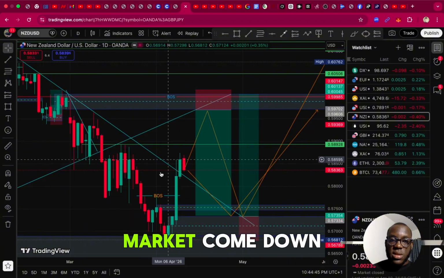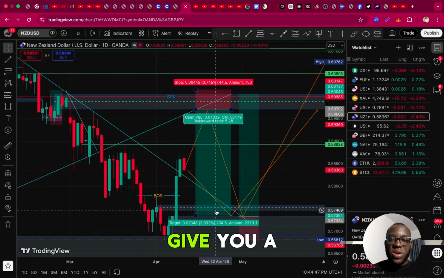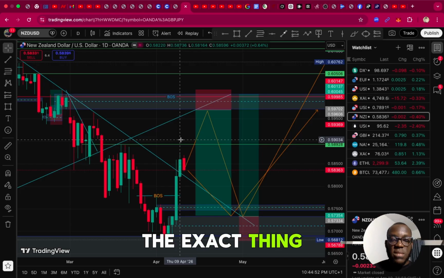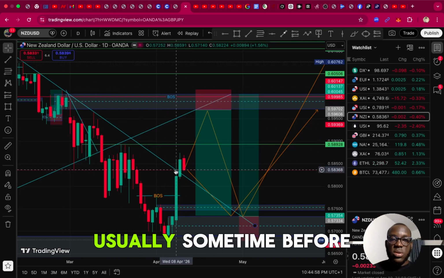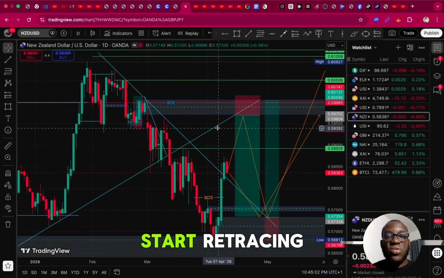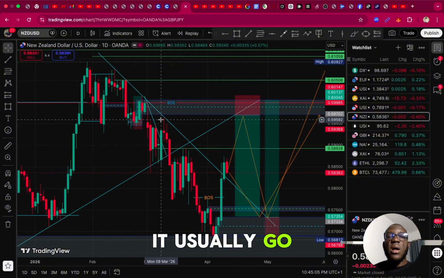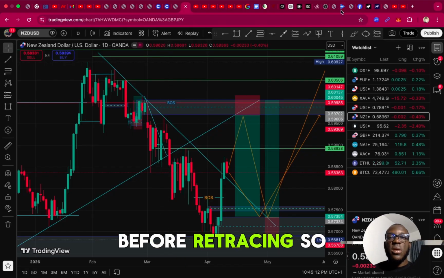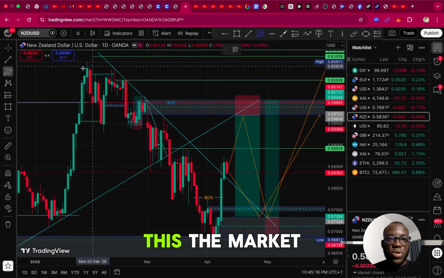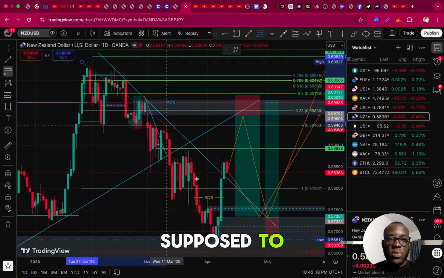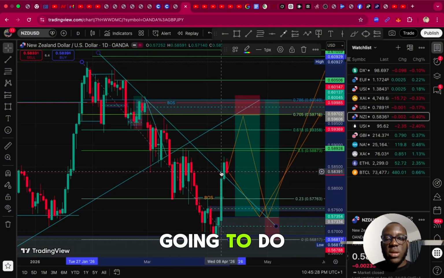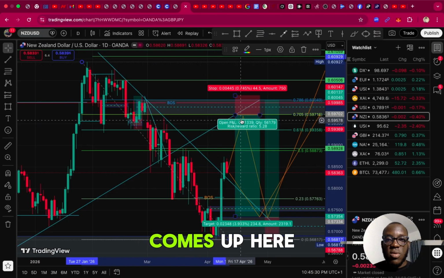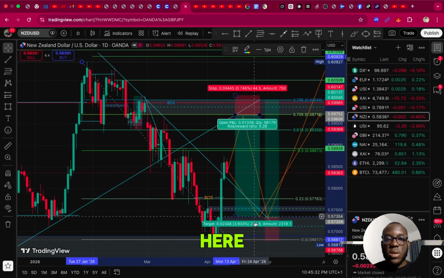Hoping that the market comes down, but let me tell you what the market might do. Since it has broken this uptrend, usually, sometimes before the market starts retracing, it goes above 60% of the trend before retracing. So let us measure this. The market is supposed to, so we are still within this, so we are going to do nothing until the market comes up here, then drops down here.